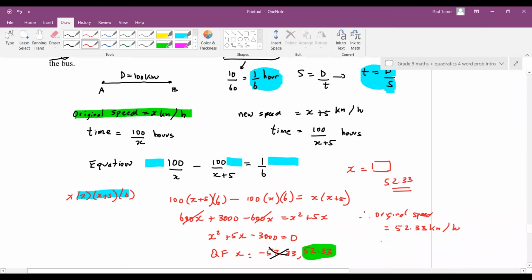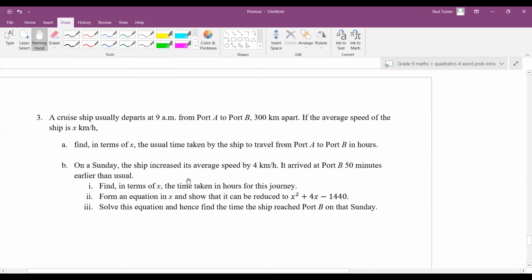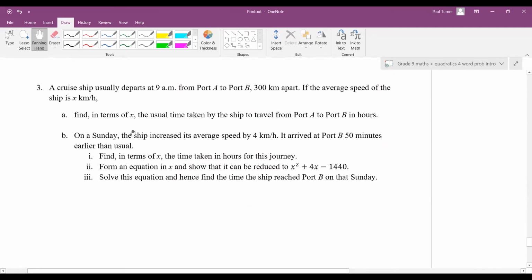Okay, so the new speed was 5 plus that, that's 57.33 kilometers per hour. So when you increase your speed by 5 kilometers from 52 to 57, you'll decrease your travel time by 10 minutes. So that will reduce travel time by 10 minutes. Now 3 looks harder because it's actually got more steps, but it's not.